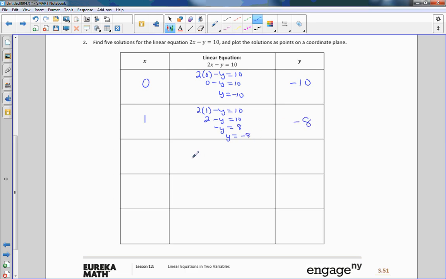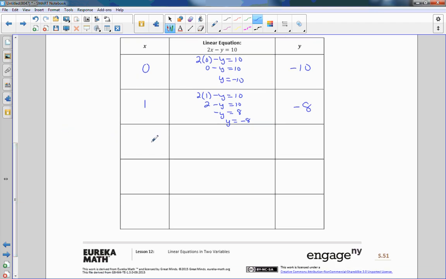I'm going to continue this just because this is new, but I already know the pattern. X is increasing by 1 and y is decreasing by 2. Number 2. If I substitute in 2, I get 2 times 2 minus y equals 10. 4 minus y equals 10. Negative y equals, subtract 4 from both sides, we get 6. Multiply both sides by negative 1, and y equals negative 6. So it's decreasing by 2 again. So 3 should be negative 4, and 4 should be negative 2.